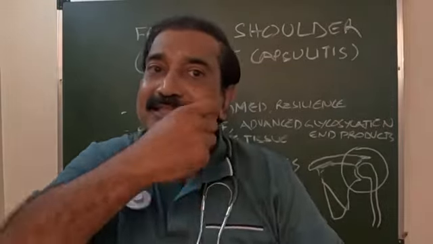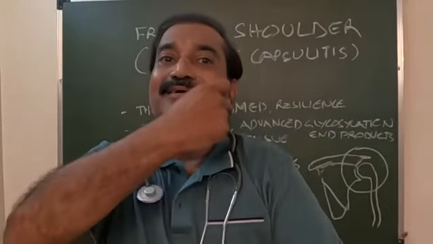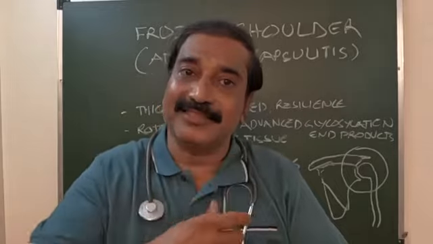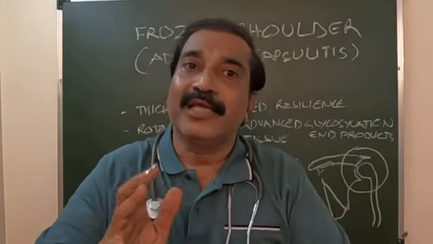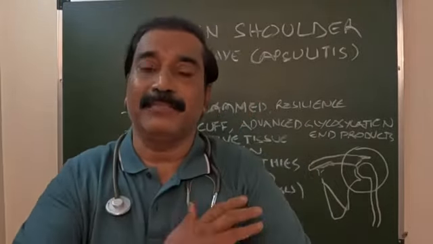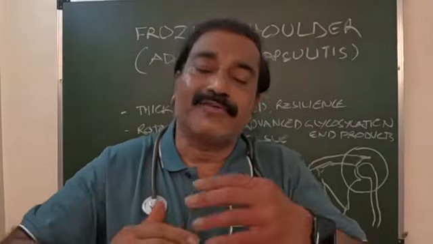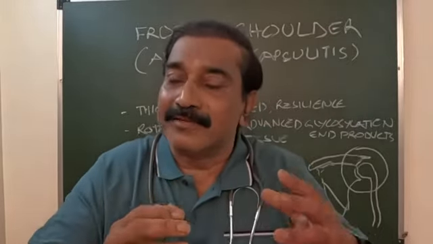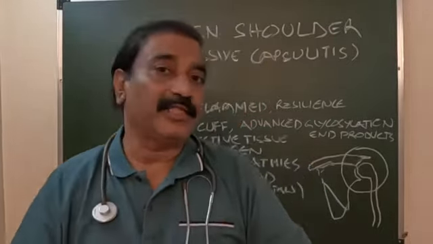Then they inject steroid into the joint and keep it for 1 day. They give rest to the hand. After 3 to 4 days, the physiotherapy will start.